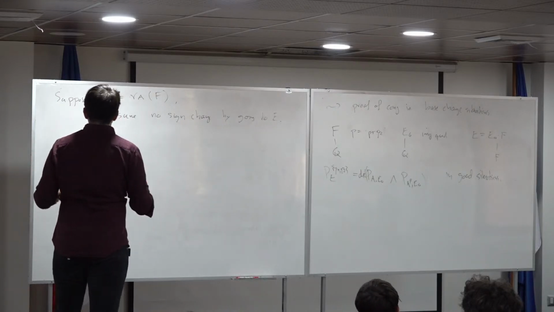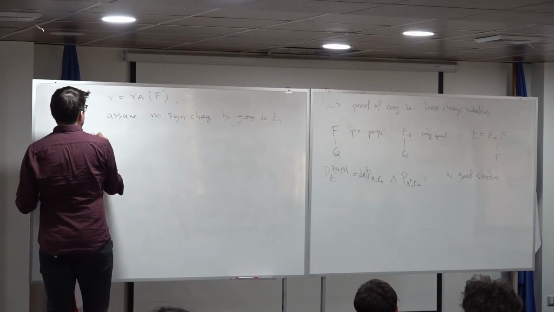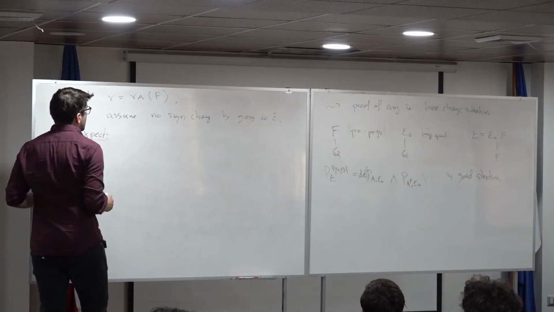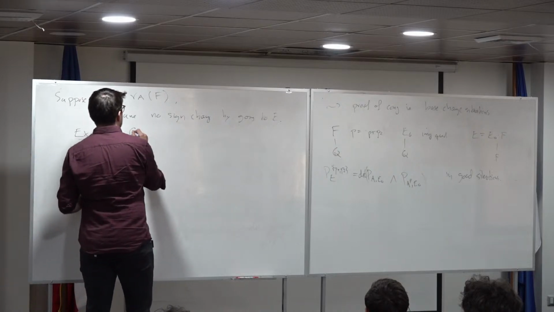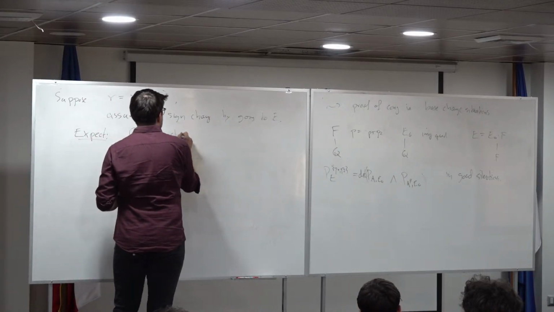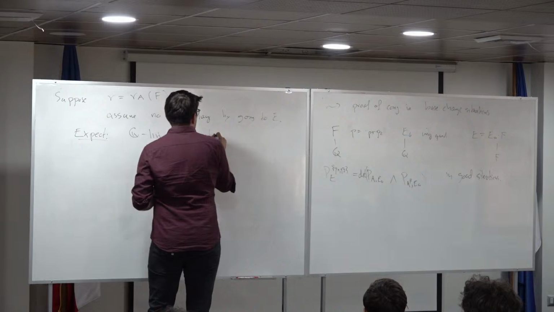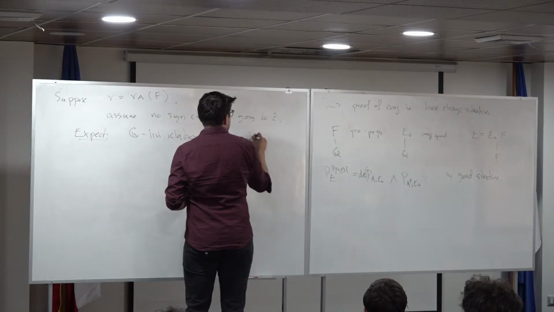So in this case, and by the conjectures, you expect that somehow there are Q-linear relations between all these P_E's.